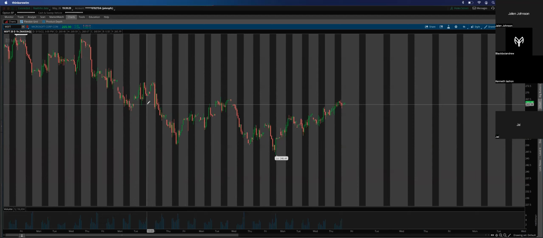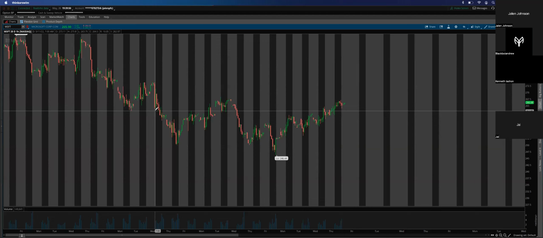I only feel comfortable playing flags. I legit know people that only play flags. I have a friend who only trades flags. If it's not a flag, he's not going to trade it. And you can tell he doesn't lose as much, but he also doesn't make as much money, simply because waiting for flags is kind of hard.